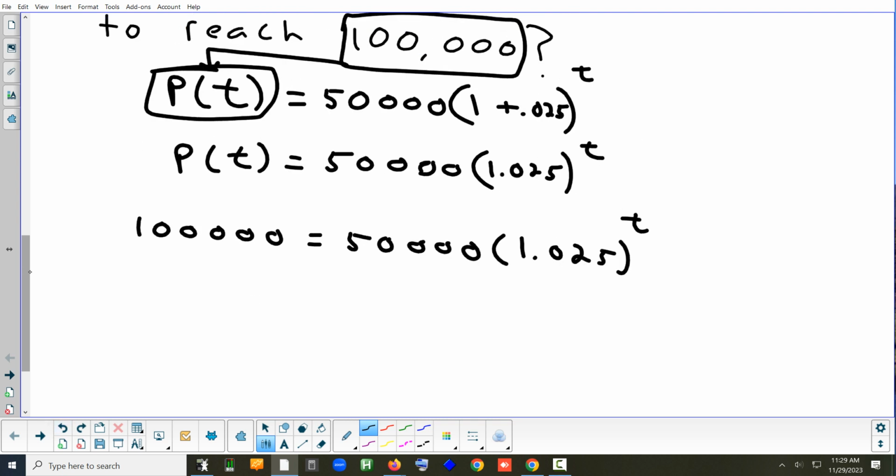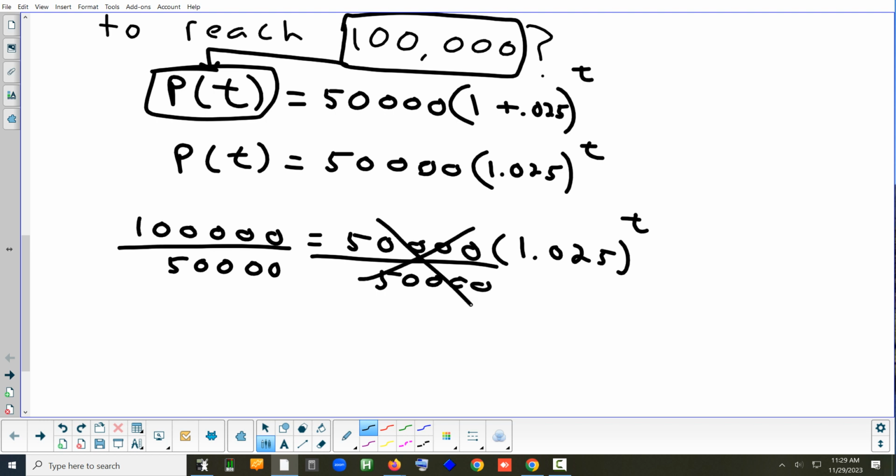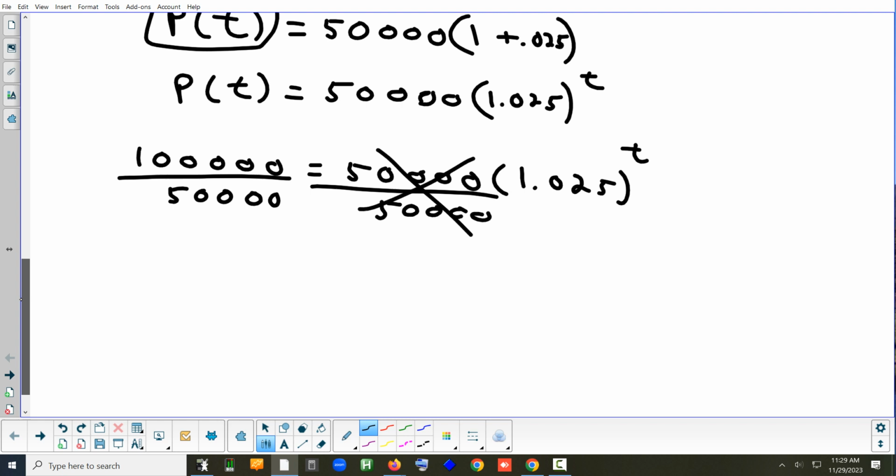So the first thing I want to do is try to get as much stuff away from the t as I can on the other side. Does anyone see something I could do on both sides? It won't get t by itself, but it will get better than it is now. Yep. Divide by 50,000. You can divide each side by 50,000. So that's gone. And 100,000 divided by 50,000? 2.